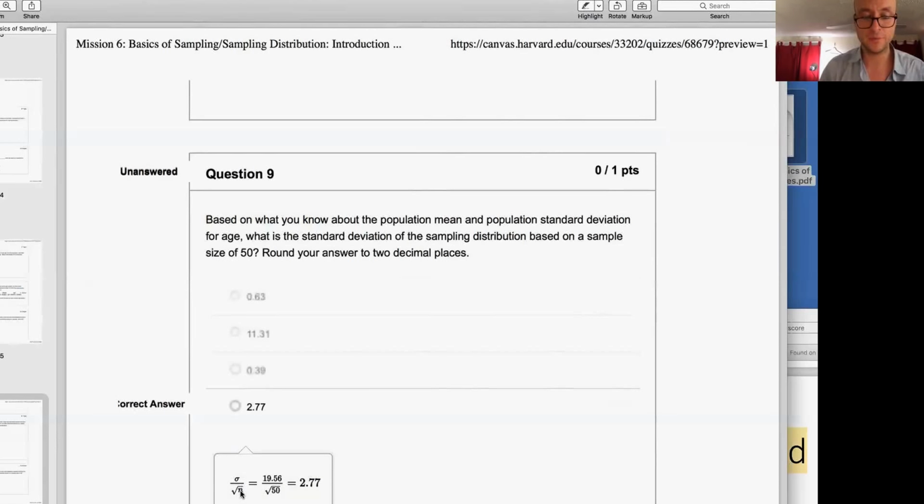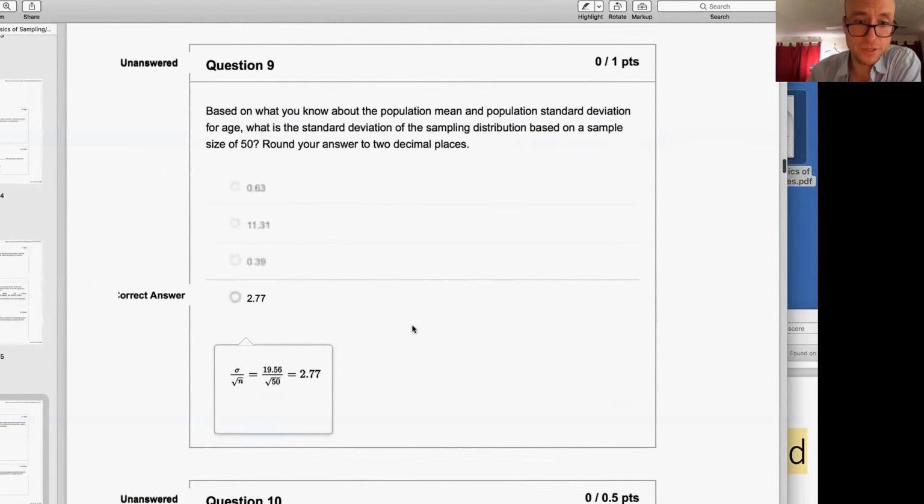So we estimate the standard deviation of the sampling distribution by taking sigma, our population standard deviation, dividing it by the square root of our sample size. And that'll be 2.77. Now, if we took the square root of an even larger number, say the square root of 1,000, then we'll take a small number divided by a much larger number, it'll be even smaller.